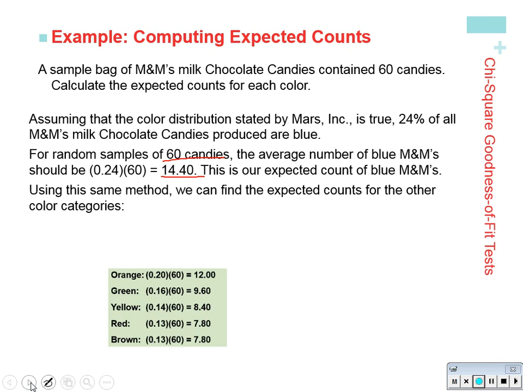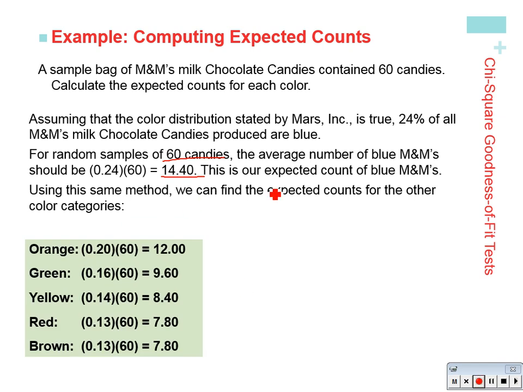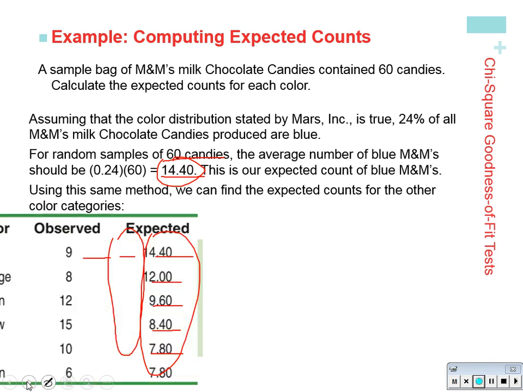So what we're looking at in terms of all of the different expected counts, if we go through each one of these, so orange, since 20% of the candies were orange, there were 60 total candies in the bag. These would be all what we call the expected counts. We're simply taking the percentage that the Mars Company gives us, and we multiply each of those by 60 because that's how many M&Ms were in the bag that we chose. So these are all what are called the expected counts. So you've got the 14.4 up here for blue, and then the rest down here for the orange, green, yellow, red, and brown colors.